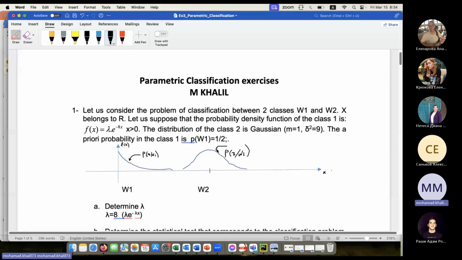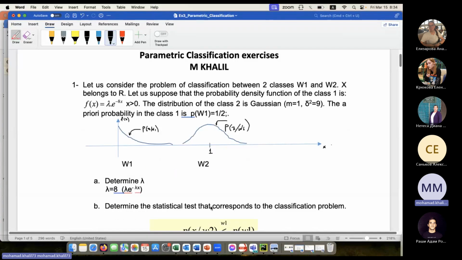Class 2 is a Gaussian with mean mu2 equal to 1, and this one is coming like that, going to infinity. So the question is, when you apply the statistical test, what is the best decision rule? For this region you can say class 1, and for this region you can say class 2. This is the question.